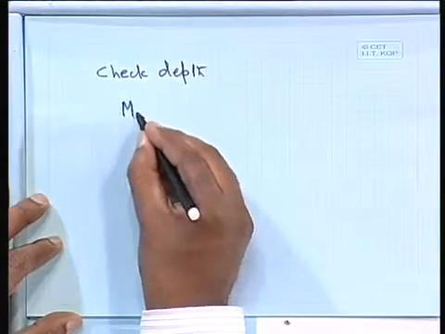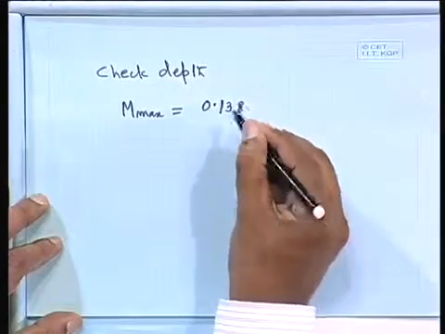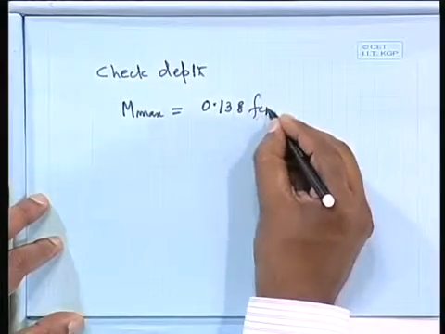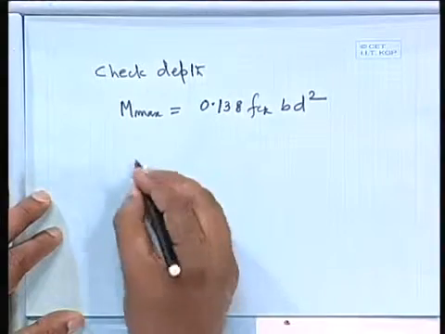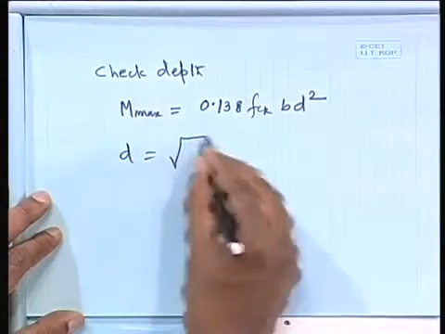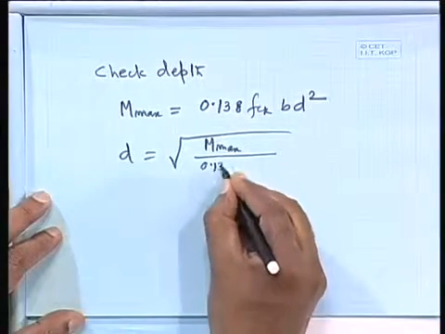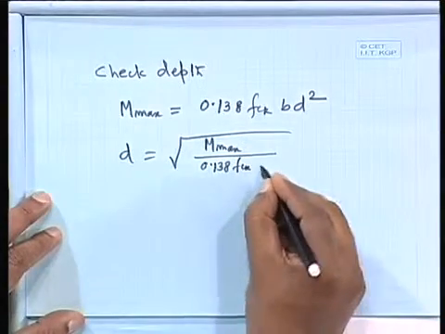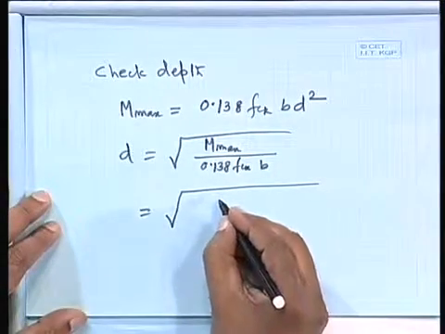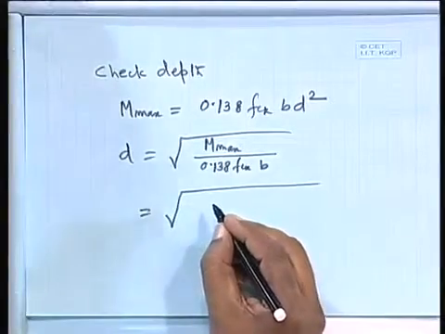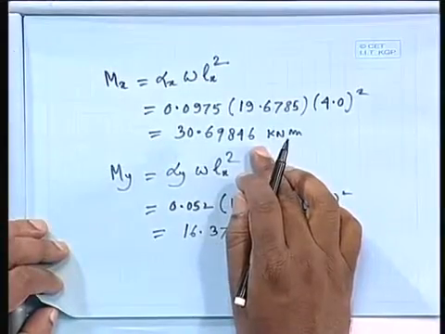So M max equal to 0.138 FCK BD square. D equal to square root of M max by 0.138 FCK B. Out of these two, let me show you, this 30.69846 is the maximum.